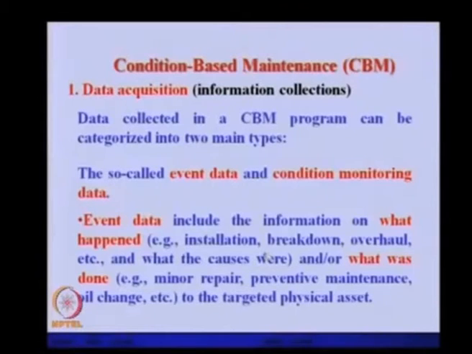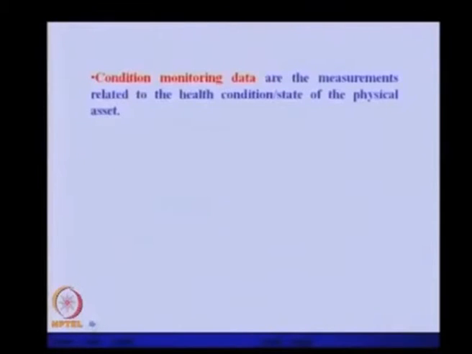Or what was done, such as minor repair, preventive maintenance, oil change, etc., to the targeted physical asset. So, this is some kind of event which will form the basis of the data acquisition. That is event data. Apart from this, we have condition monitoring data. These are measurements related to the health condition and state of the physical assets, like vibration, temperature, pressure, and noise. These are the data which we collect that fall under condition monitoring data.